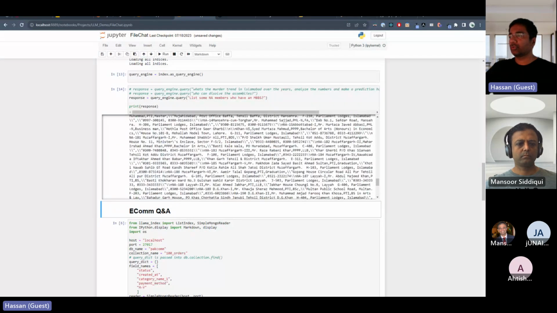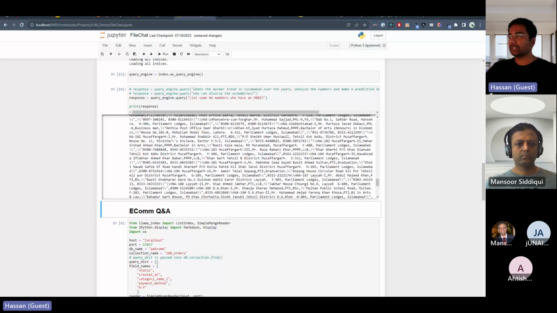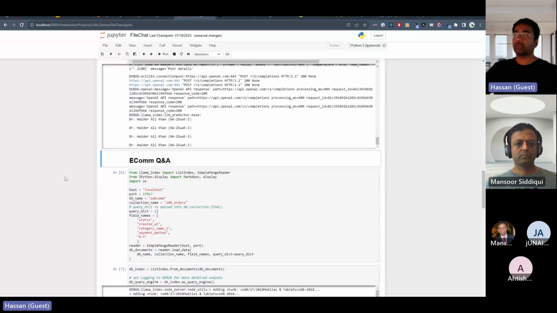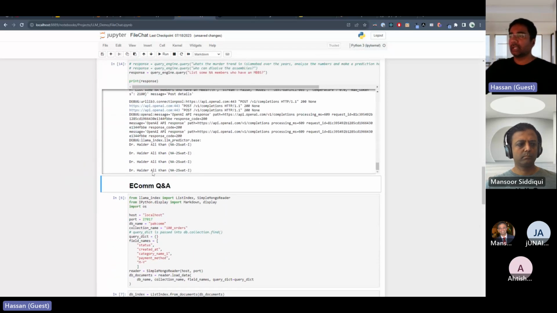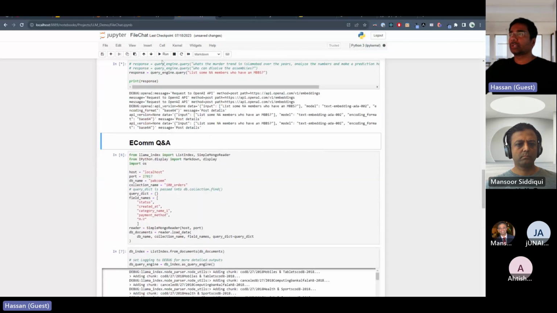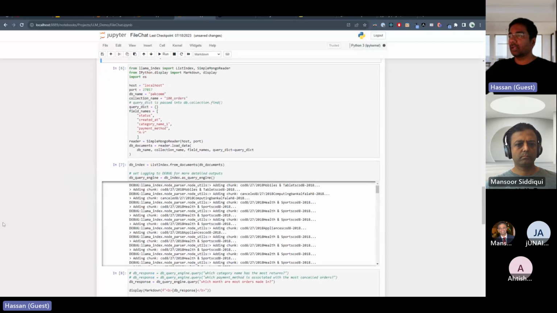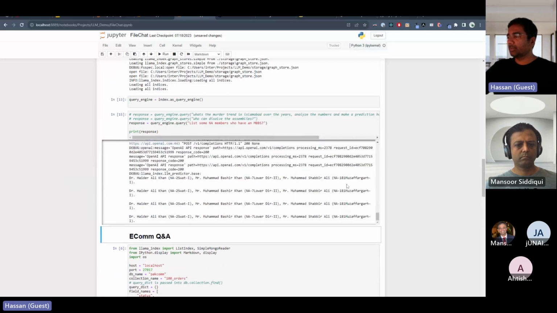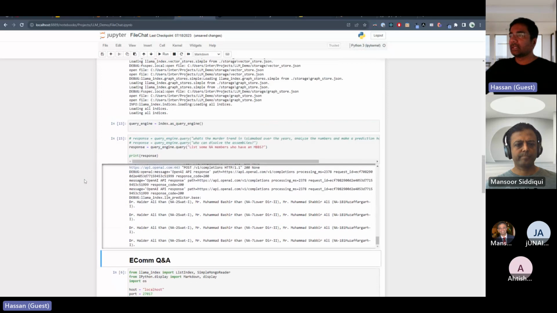And when I do that, it finds the relevant information in that CSV file. I did not have to tell it which file to look into. And then it tells me Dr. Haider Ali Khan. These responses are different every time I ask. So this is not incorrect, but there is more than 1 member of the National Assembly who has an MBBS. And yeah, this time it lists out some more.